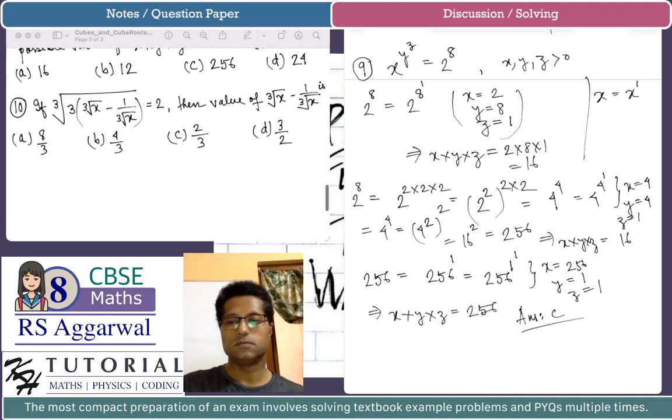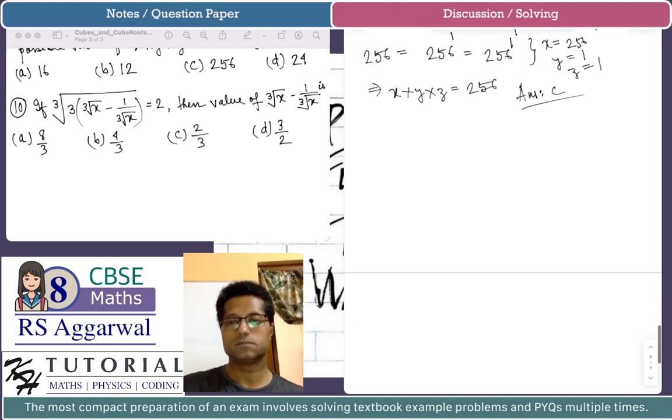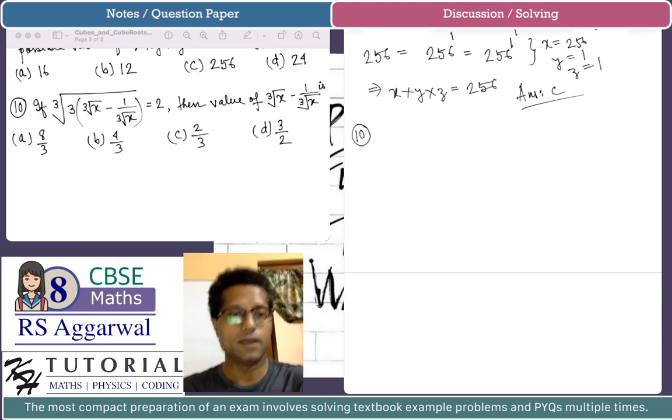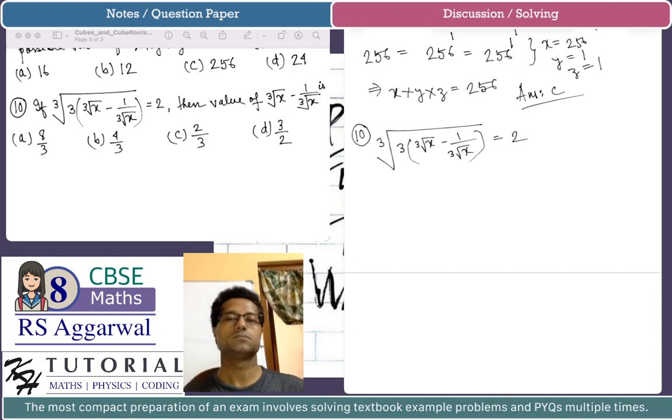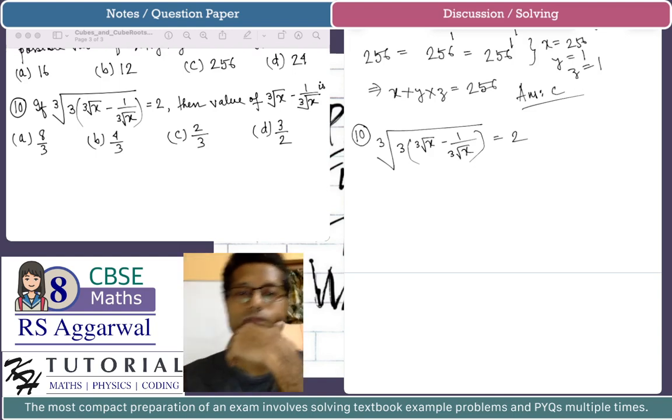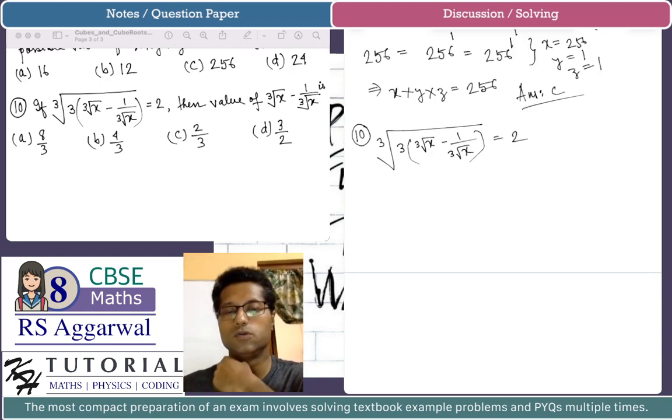Let's do the last problem. It is given that cube root of 3 times cube root of x minus 1 by cube root of x is equal to 2. Then we have to find the value of cube root of x minus 1 by cube root of x.